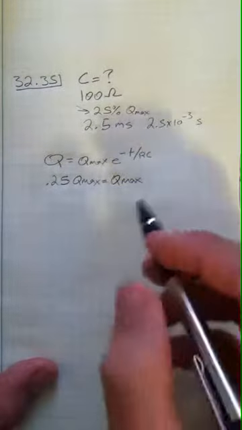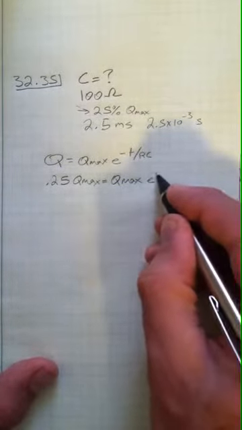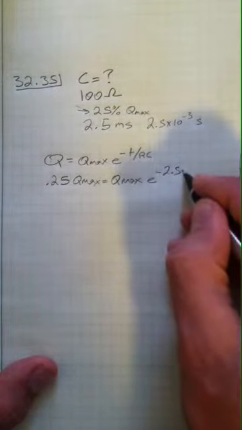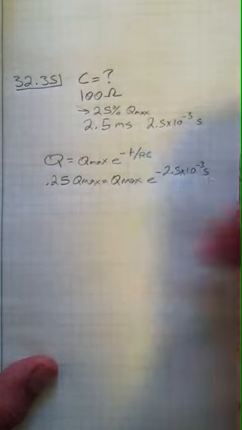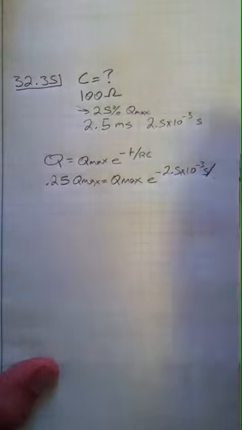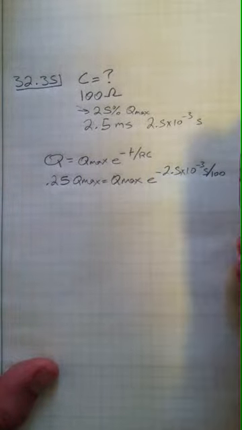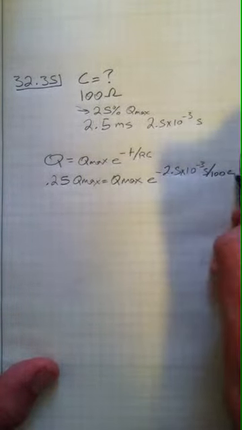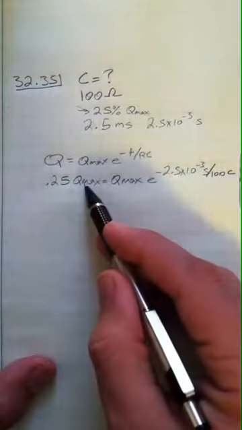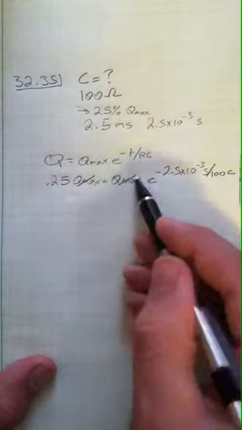We'll see. So we have 0.25 Q max equals Q max times e to the negative t. Well, we know what t is. It's 2.5 times 10 to the negative third seconds divided by R times C. Well, R is 100 ohms. That's another thing that's given to us. And C is what we're trying to find, so we just leave C in there. So now it's just a matter of algebra to solve. You see these Q maxes? They cancel. So that's pretty easy.